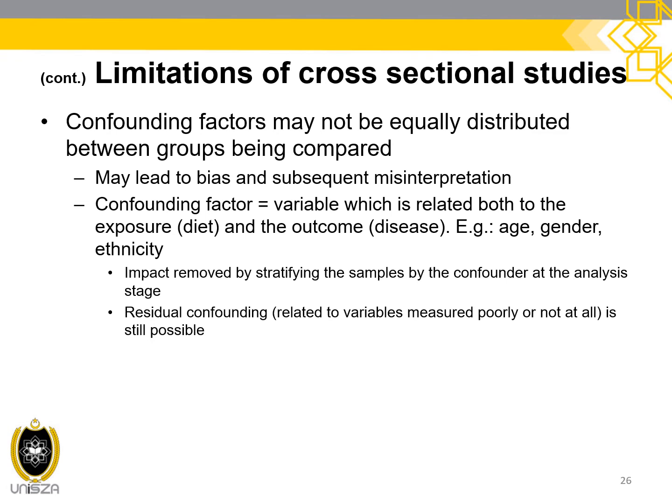Examples of confounding factor are age, gender, and ethnicity. The impact of confounding factor is removed by stratifying the sample by confounders at the analysis stage. However, the residual confounding related to variables poorly measured or not at all measured is still possible.